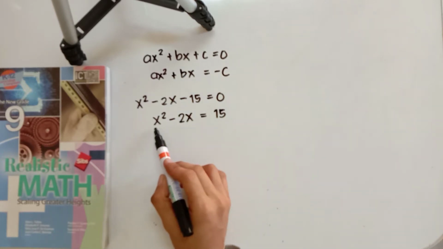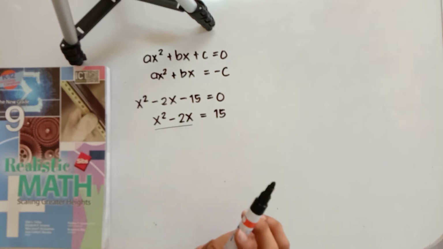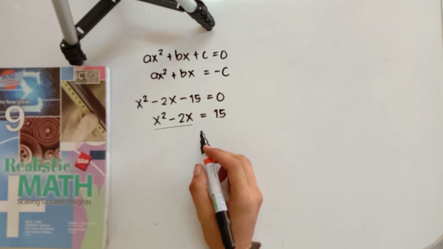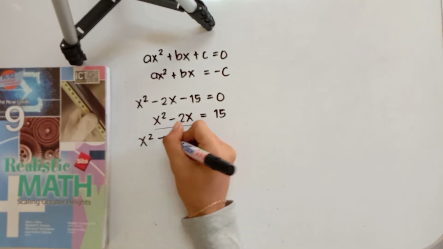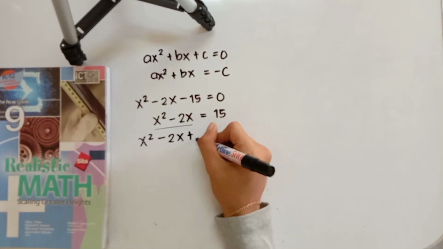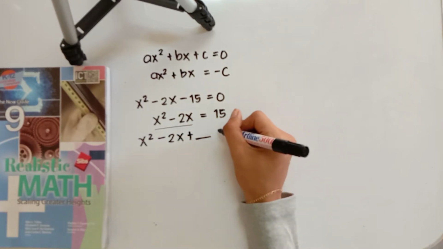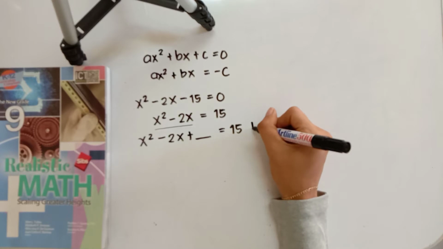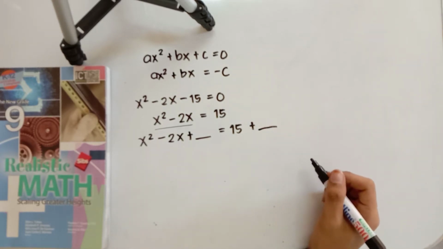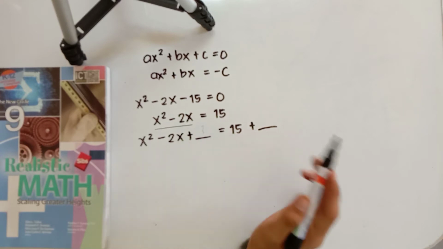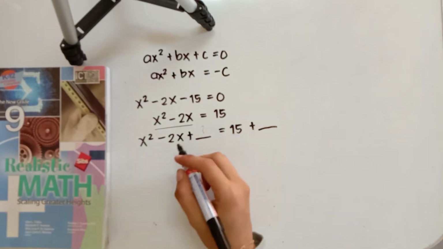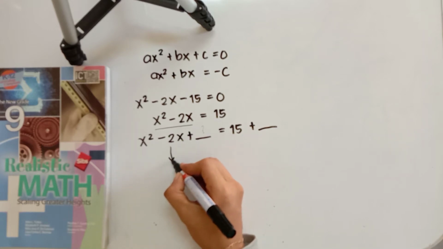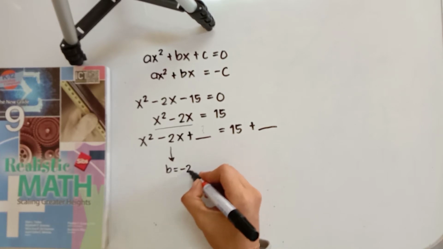As you have noticed, our left hand side is a quadratic binomial. So what we are going to do is make it into a perfect square trinomial. So we have x squared minus 2x plus the term that makes it a perfect square trinomial is equal to 15. Since you have added this term here, you also have to add the same term on the right hand side. So how do we find this term? Again, recall, we have to identify the value of b. So b is equal to negative 2.